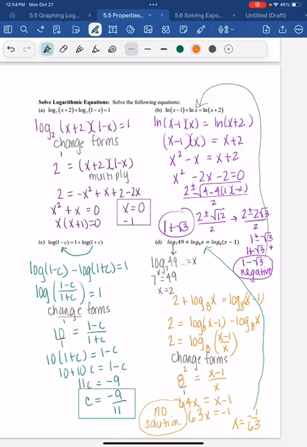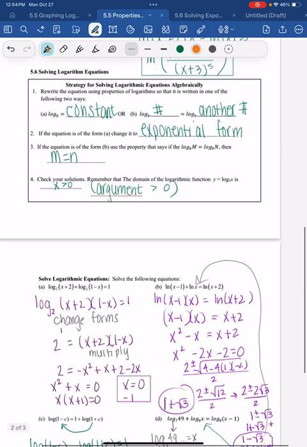And that is properties of logs and solving log equations.